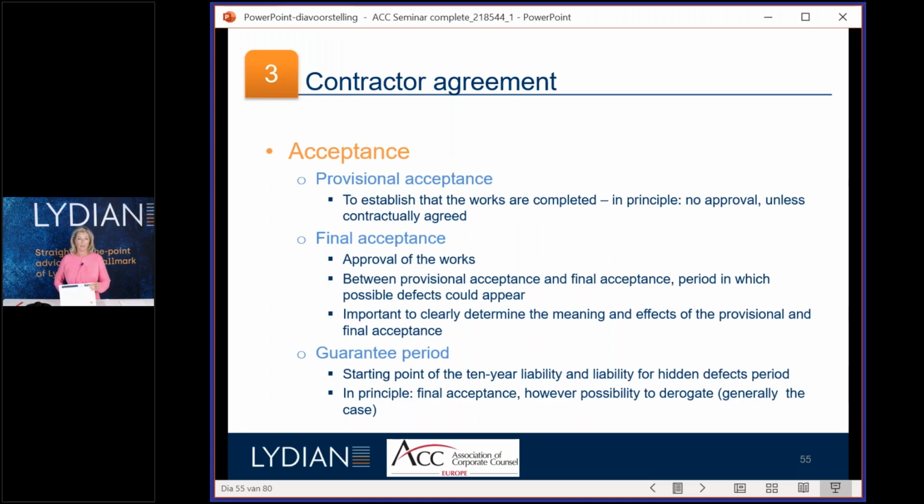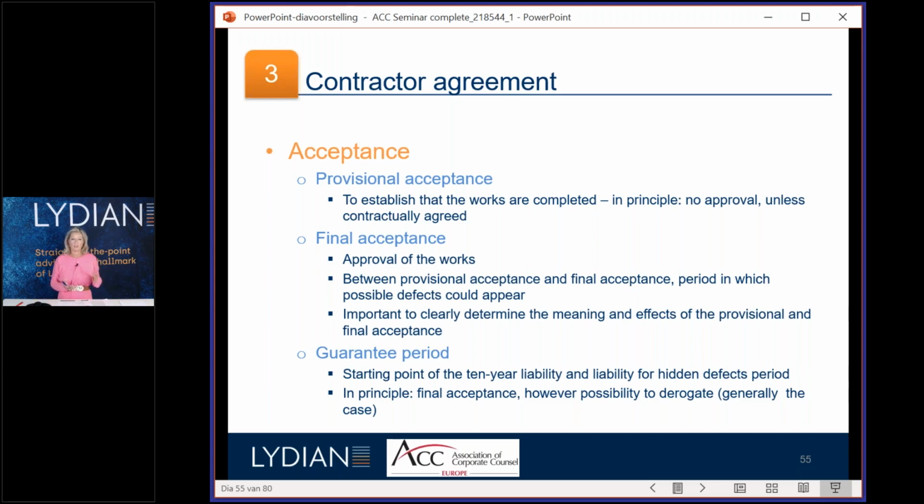Another important topic is the acceptance of the work. I would just like to point out to you that a distinction should be made between the provisional acceptance and the final acceptance of the work, and that the provisional acceptance of the work merely establishes that works are being completed. In principle, and of course, again, it's possible for the parties to derogate from this principle, which they generally do, by the way. The approval of the works occurs at the moment of the final acceptance of the work.